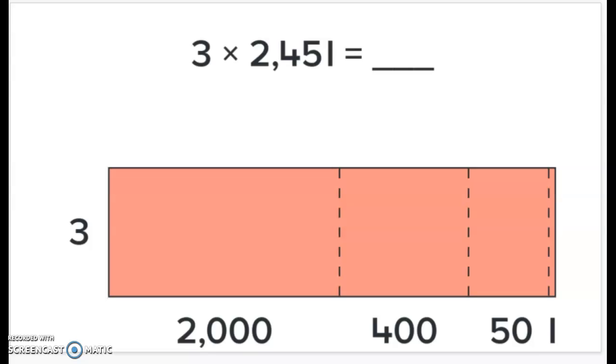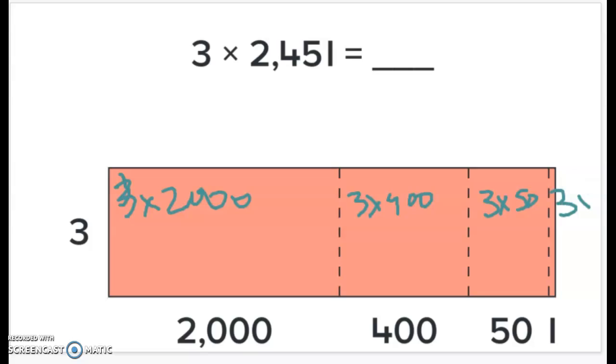Now we can look at it like this where it's already split for us. So what makes this super simple is all we have to do is multiply in the boxes. Let me grab a pen. This would be 3 times 2,000. This would be 3 times 400. This would be 3 times 50, and finally 3 times 1. So we could go through and solve it.